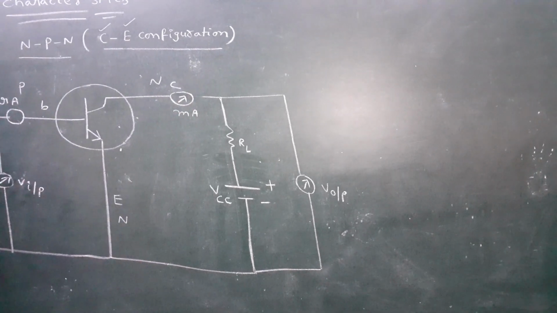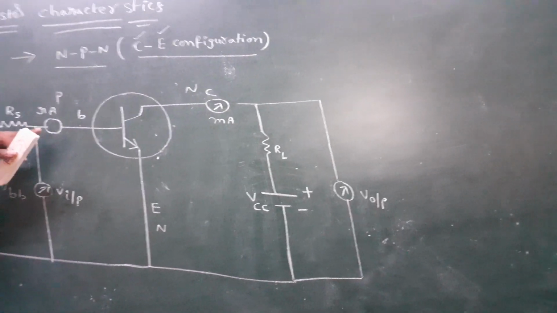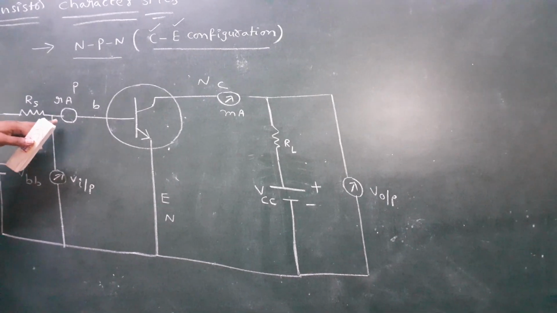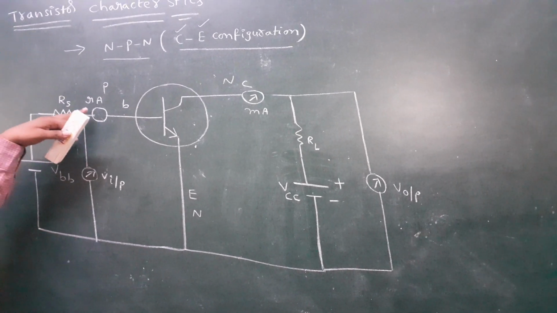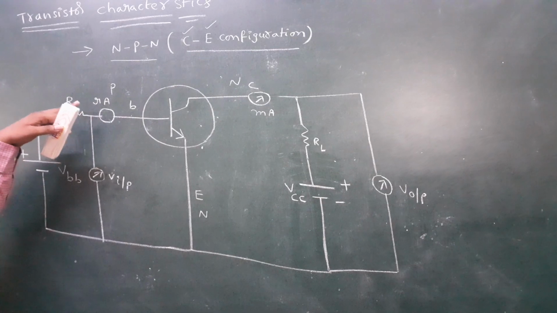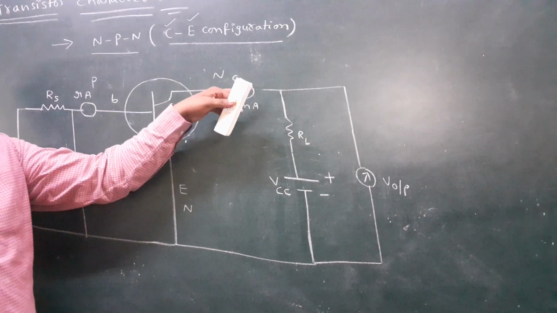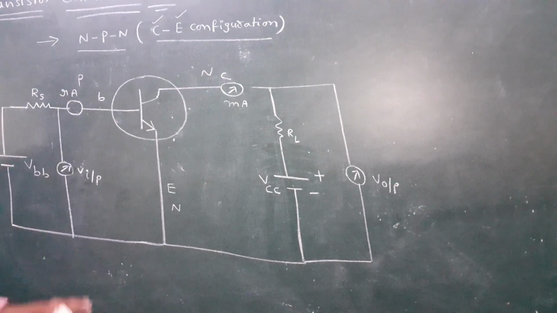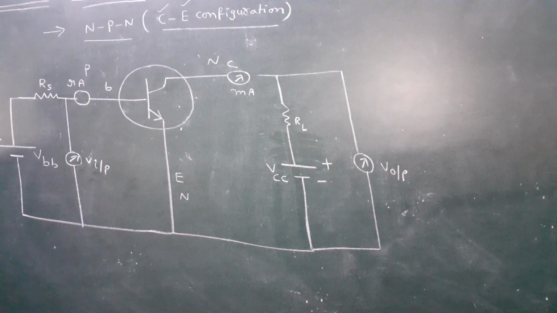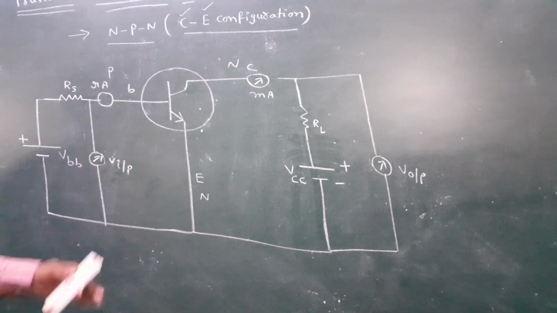Milli means 10 power minus 3. Micro means 10 power minus 6. Base is lightly doped, so very little current flows; that's why a microammeter is connected. The collector is connected to a milliammeter. This is the circuit diagram. Do you understand the circuit diagram?